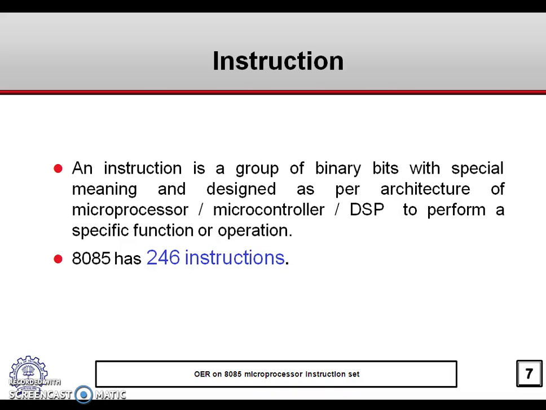Instruction. So an instruction of a program is nothing but a group of binary bits with special meaning, designed as per the architecture of the microprocessor, microcontroller or DSP to perform a specific function or operation. The 8085 microprocessor has 246 instructions.